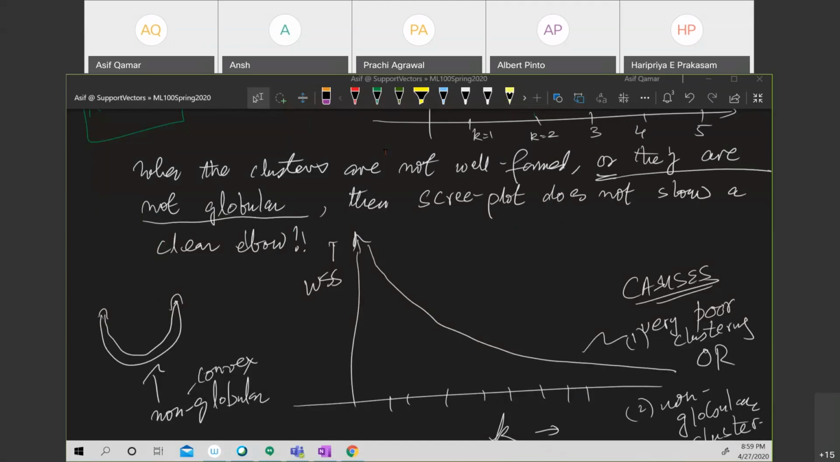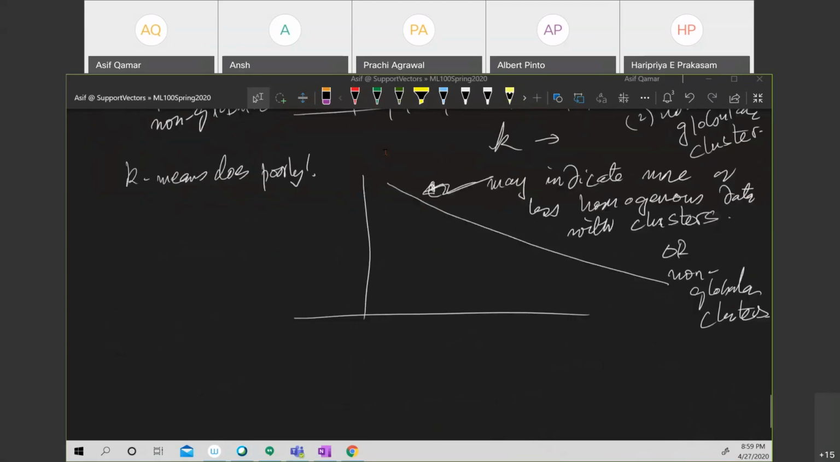And in the extreme case, when the clusters are completely missing, then it is like a straight line. You don't see a bend, it's just uniformly coming down. WSS will come down. So this is k-means clustering. It raises the question: how will you approach the outliers here for k-means?